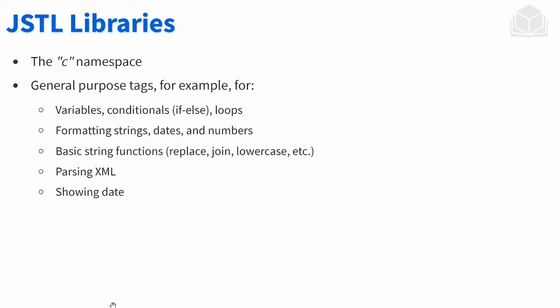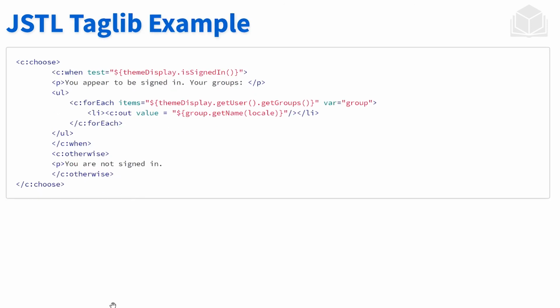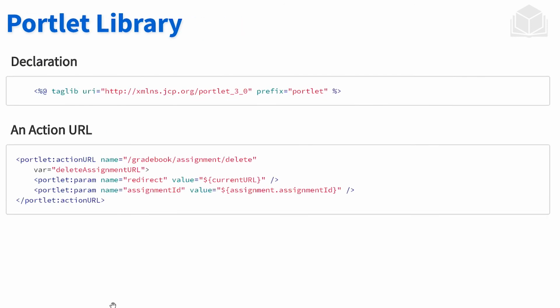So again, this is general purpose. It gives us some of the typical features and functionalities that we would expect, things like loops, variables, and so on. Here is one example of the C, or the JSTL, tag library. So we have the C choose, which is essentially like an if-else statement. We can use that within our JSPs using that JSTL tag library.